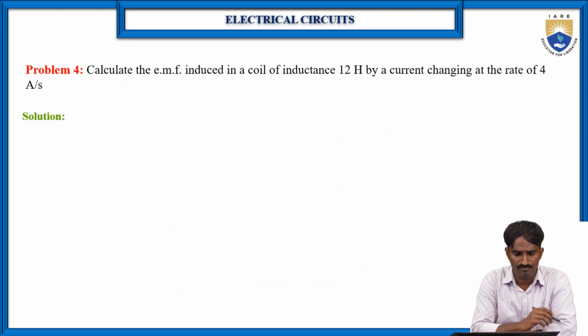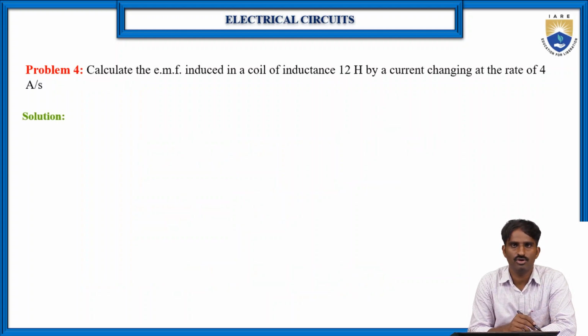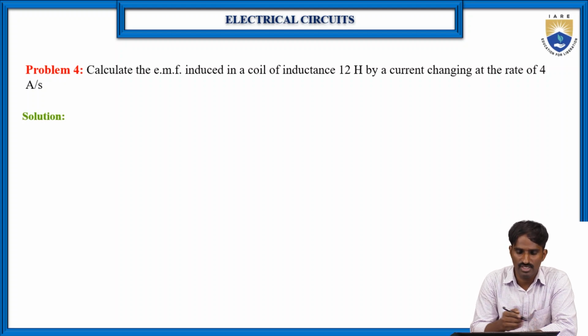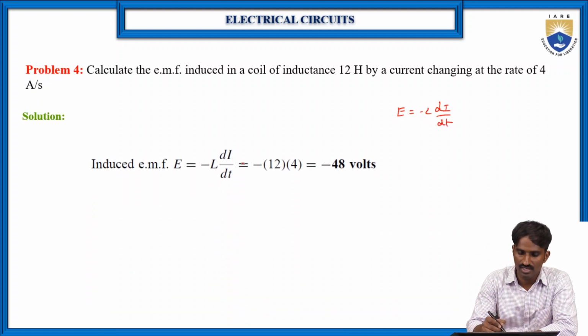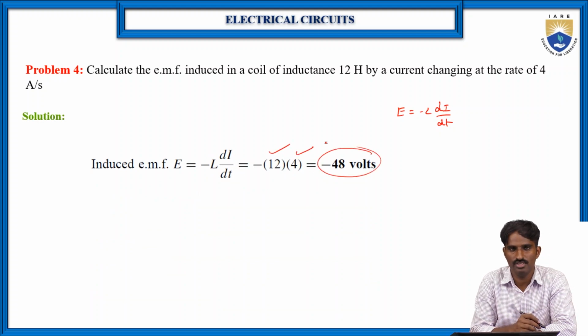Then coming to the fourth problem, calculate the EMF induced in a coil of inductance 12 henries by a current changing at a rate of 4 amperes per second. The same way, because just now we have calculated in this case, now we are going to use the second equation, which is EMF E is equal to minus L into di by dt. So here L is 12 and di by dt is 4. Just substitute, then you will get minus 48 volts, which is the EMF induced in that particular coil. So this is how we can solve this particular problem.